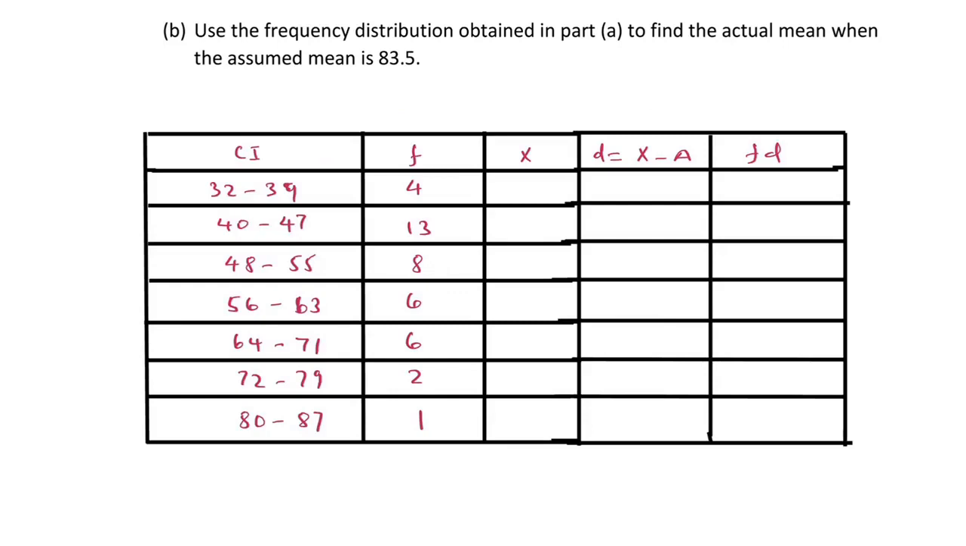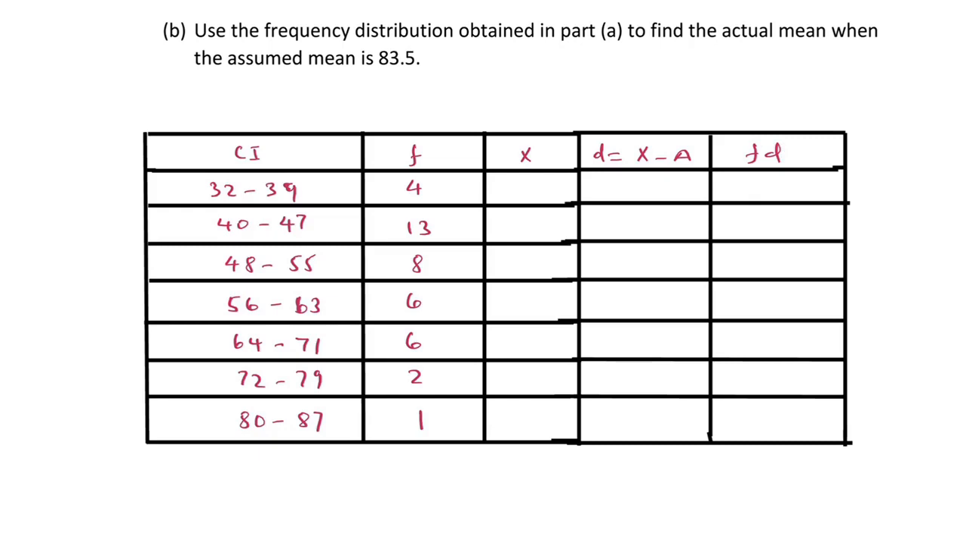Part B, use the frequency distribution obtained in Part A to find the actual mean when the assumed mean is 83.5. Okay, so now we are going to add a few more columns to our table. We are going to add the column for the class mark, then the column for the deviation, and then the column for the product of deviation and the frequency.